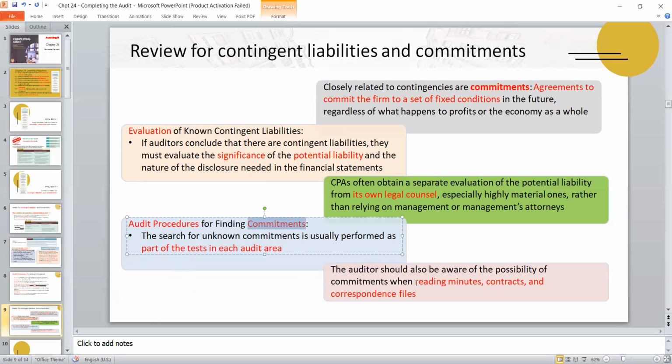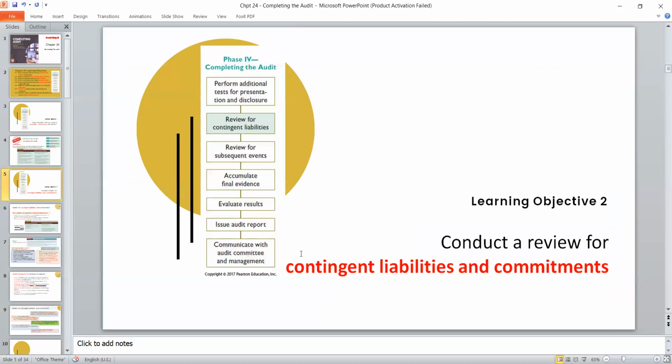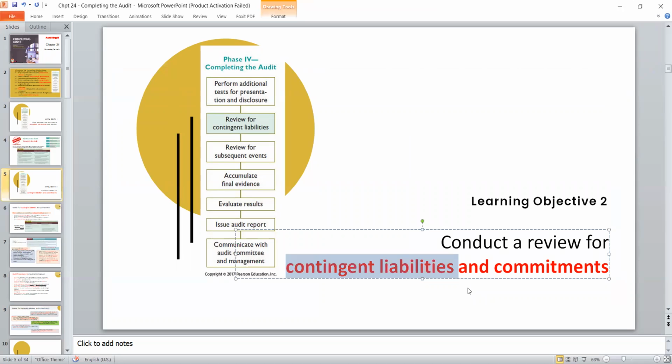And of course, the auditor should also read the other documents like the minutes of the general meeting of shareholders, any contracts, especially the long-term ones, and the other correspondence files. Okay, until here, is there any question about the contingent liabilities? This kind of pending liabilities in the future.